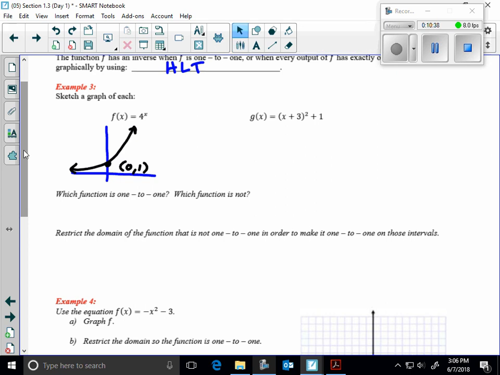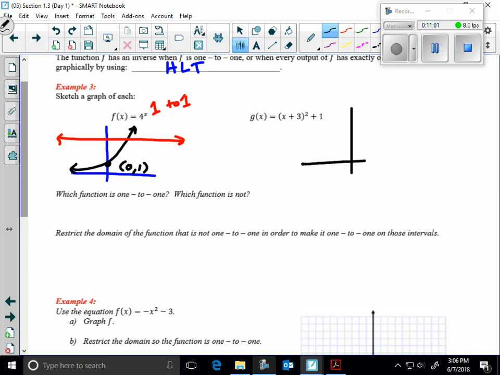If I were to draw a horizontal line, here's what the horizontal line test means. It means it only crosses that function at one point everywhere. Right? As long as you draw a horizontal line, it doesn't cross it more than once, it is 1 to 1. So this one is 1 to 1. Okay? This function over here, this quadratic, is not 1 to 1. It's not going to pass the horizontal line test, right? It's been shifted left 3 and up 1. 1, 2, 3, up 1.